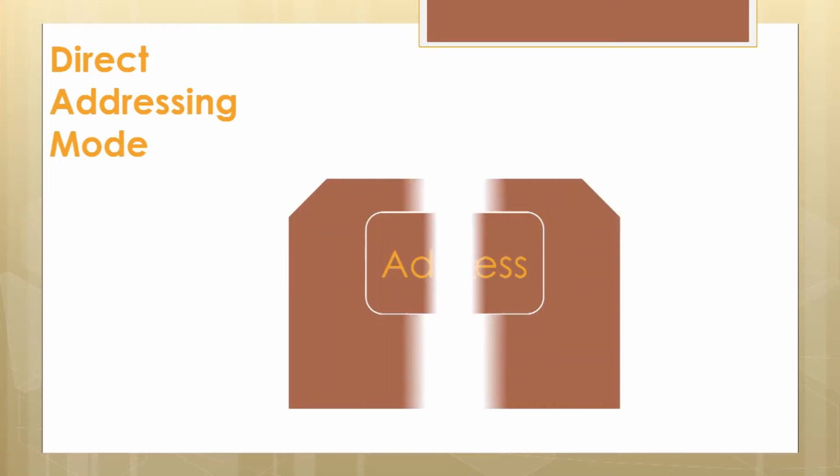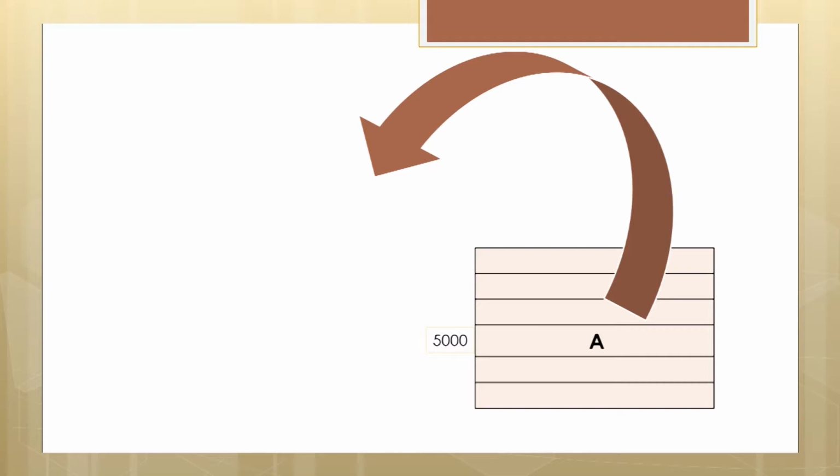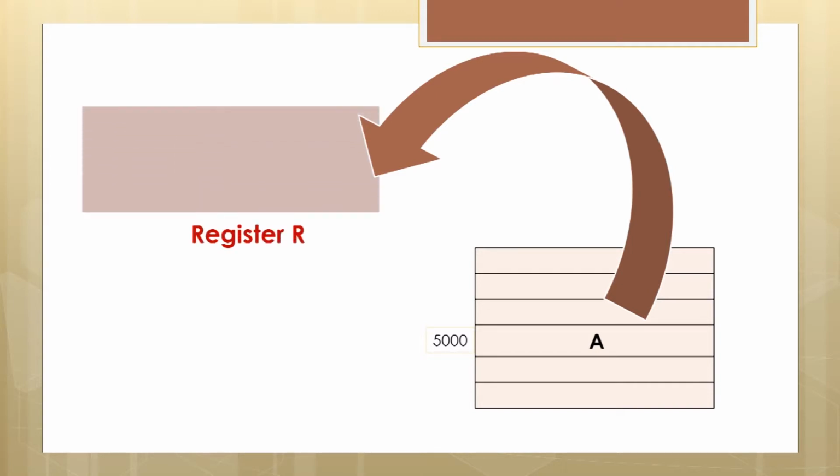Next is direct address or absolute mode. In this, the address of the memory location that stores the operand is included in the instruction. Example, load R, 5000. This instruction loads the value of the operand stored in memory location 5000 into register R. Here, the source operand is the value stored in the memory location with address 5000, and the destination is the register R.